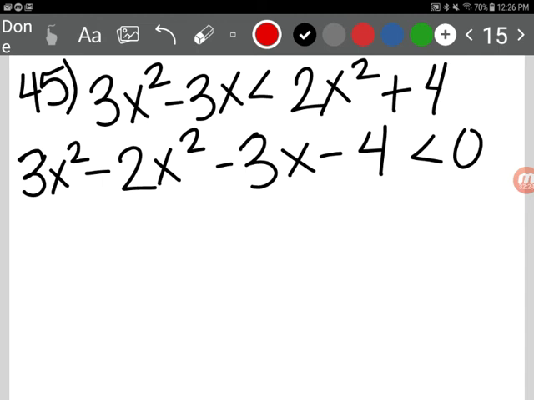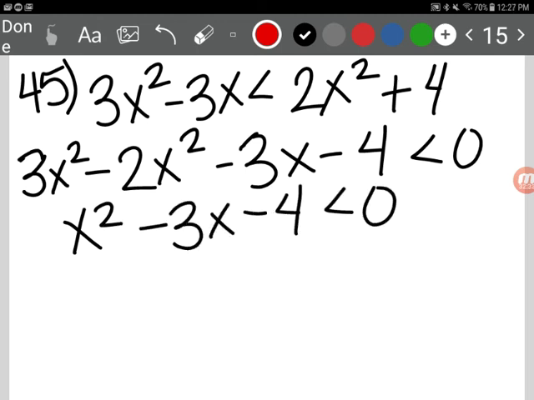Now, combine like terms. So 3 minus 2 is just x squared minus 3x minus 4 less than 0. I want to factor. You have to remember how to factor, so definitely review that. You will be reviewing that on your homework. And also, if you have some good Math 100 notes, review factoring from your Math 100 notes.